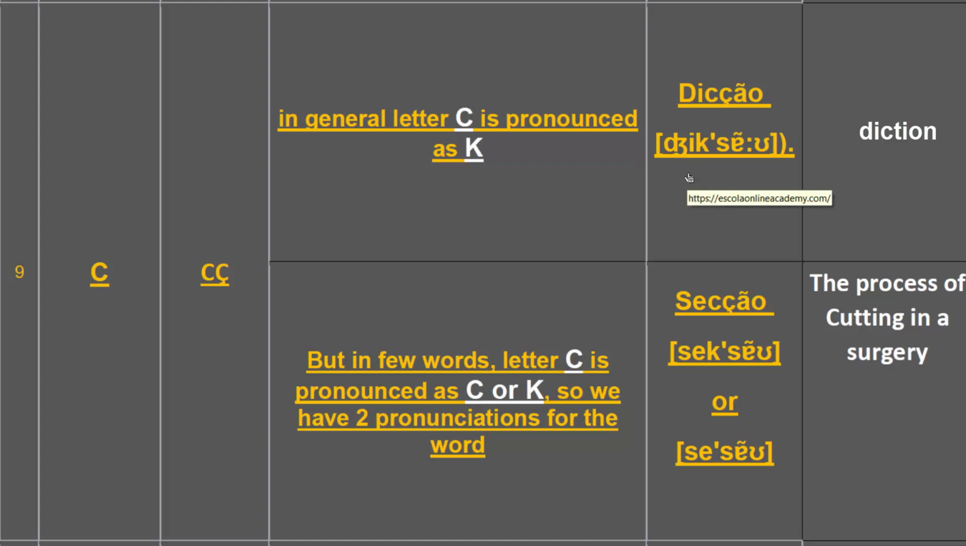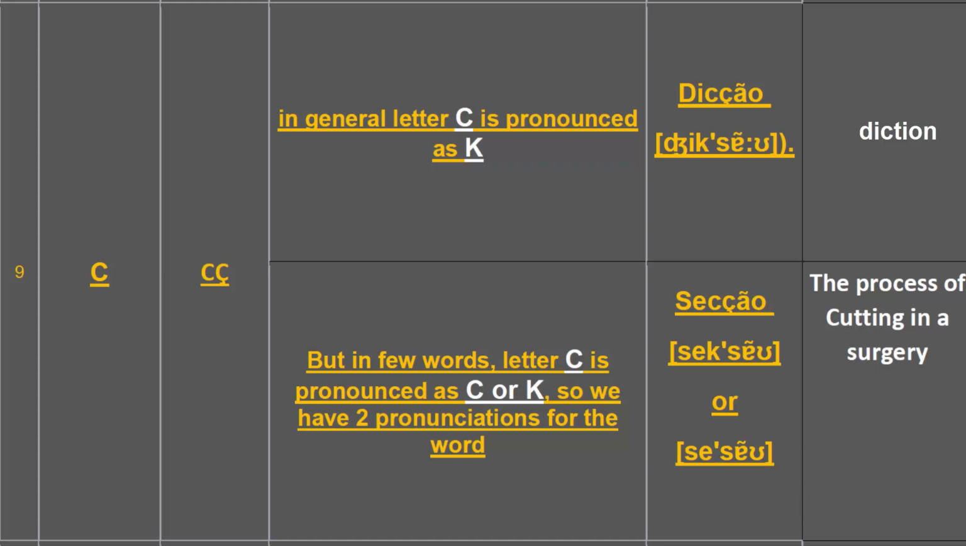As you see, here we separate the word into two syllables. So the first C is pronounced as K, and the second one is pronounced as S, dicção. But in a few words, letter C is pronounced as C or K, so we have two pronunciations for this word. For example, the word for the process of cutting in a surgery has two pronunciations. We can pronounce it as "secção", or "sessão". In the first pronunciation, we can pronounce letter C as K, and in the second pronunciation, we can pronounce letter C as S.